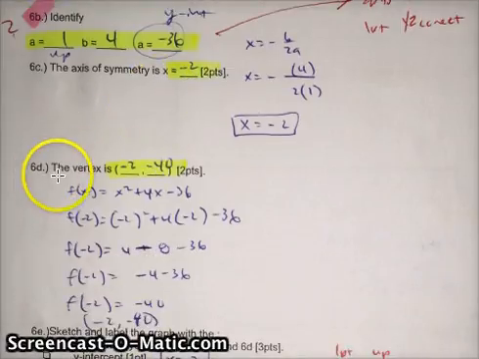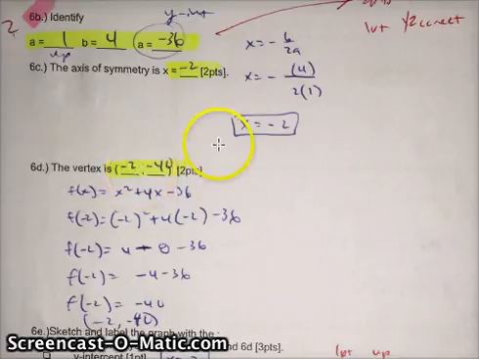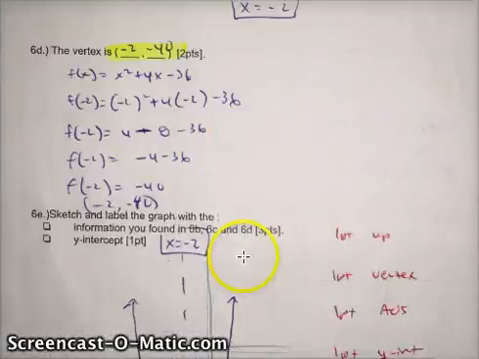For 6D, it says, what is the vertex? Well, the vertex is you just take your x value here. Notice how it says negative 2. You just put in for your x value, negative 2. That means for every x value, you're going to put in negative 2.